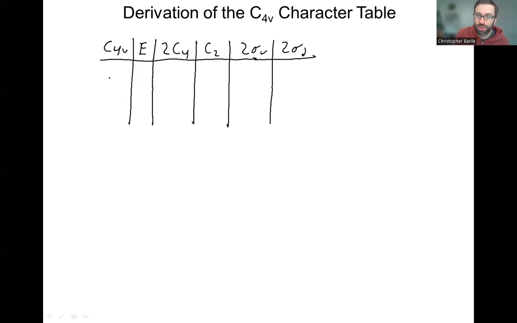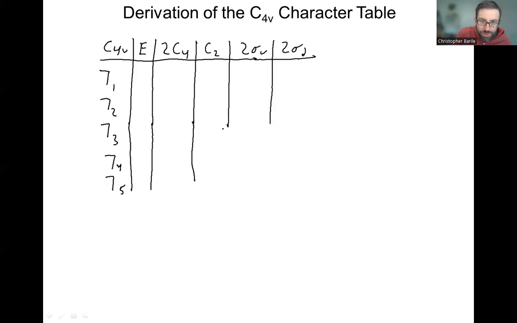And right now, we don't know what to call these rows because we use Mulliken symbols, which are rules, and we're deriving the vectors, the irreducible representations for this character table. So we don't know what they're called right now. I just give them a generic name so we can talk about them together in this video. I give them gamma. So I'm going to call them gamma 1, 2, 3, 4, and 5.